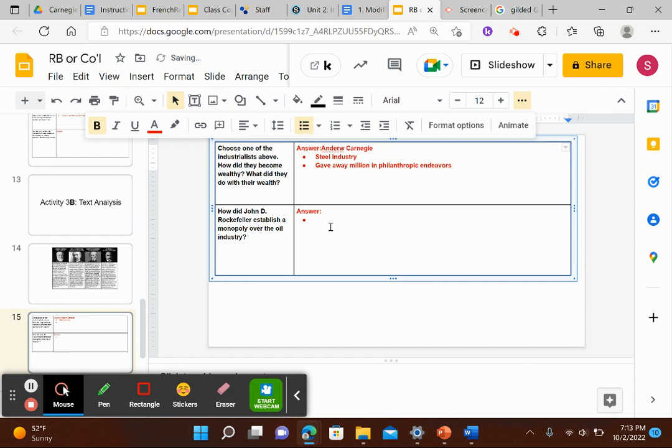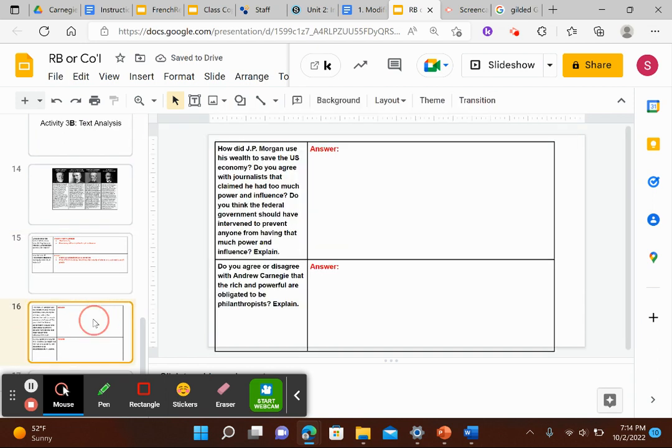Okay, so how did John D. Rockefeller establish a monopoly over the oil industry? He wiped out competition, all oil refineries, and when Standard Oil broke up, he still had the majority of shares and continued to profit greatly.